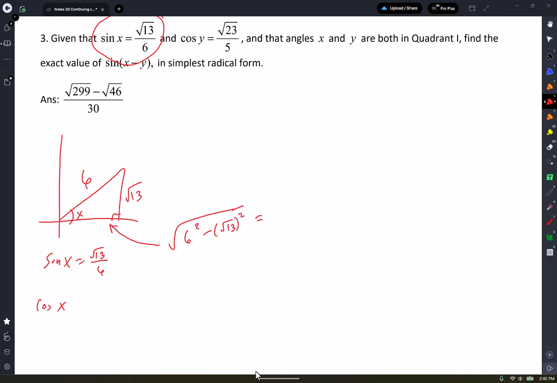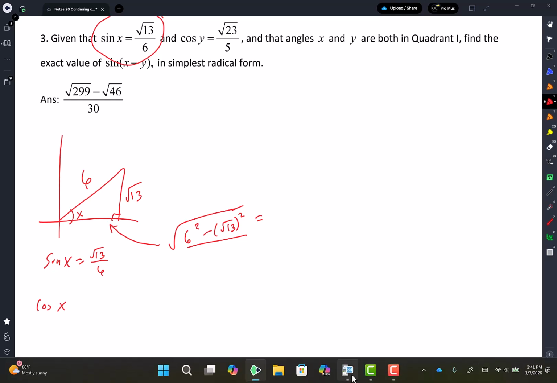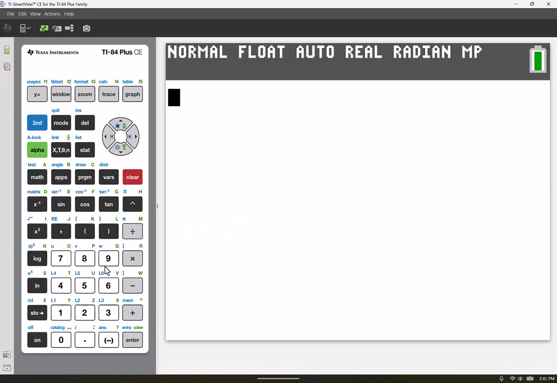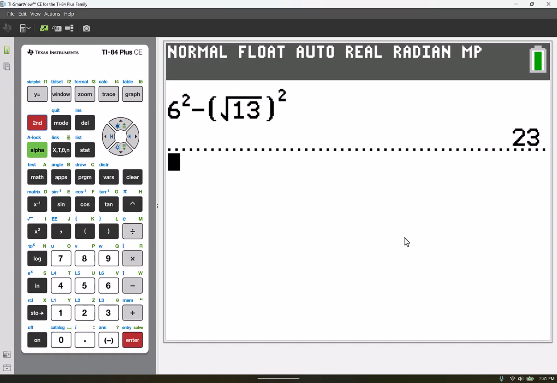Now I know some of you guys can probably do this in your head. This is not going to be a perfect square root. So you're just going to do the inside. Like this: 6 squared minus square root of 13, let me put that in parentheses, square root of 13 squared. A lot of you know that square root of 13 squared is just 13, and 36 minus 13 is just going to be 23.